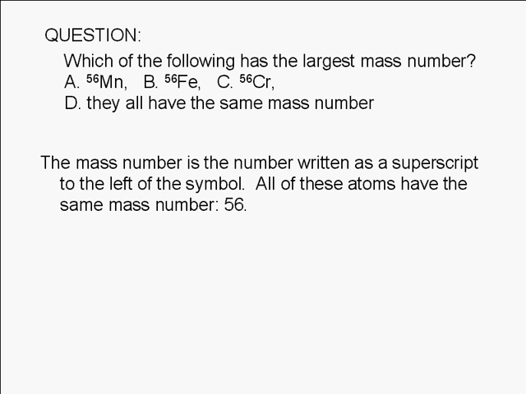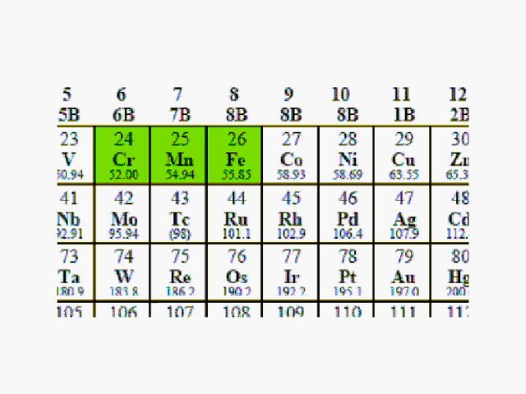The mass number is the number written as a superscript to the left of the symbol. All of these atoms have the same mass number, 56. If you picked iron, you probably looked at the periodic table and made a wrong assumption.